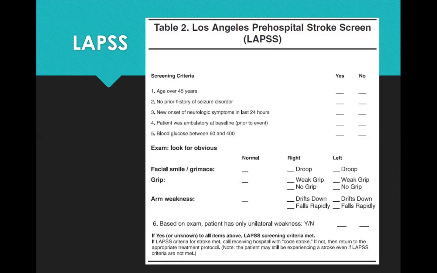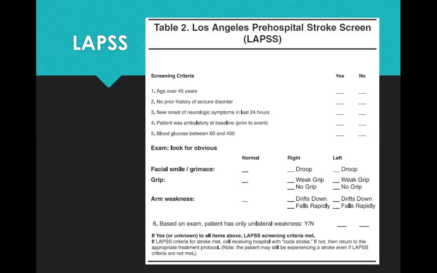So we're just screening these things out and finding out what the issues are and what they might be caused by. Then we're going to ask a couple of questions, like asking them to smile. Is it normal? Is it an equal smile on both sides, or is there a droop on the right or left side? Then you can check mark these different things.